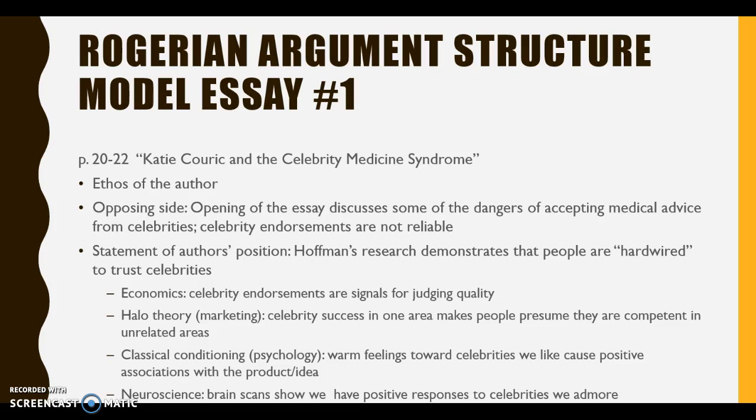And then finally, he talks about neuroscience studies, which basically say that when we see an image of a celebrity, that causes our brains to respond in positive ways, that forms positive associations with the product. So when I see Johnny Depp on the TV screen, my brain fires up with positive responses, which then makes a connection to that product. And when I'm in the store, I might be more likely to buy that product because my brain has those positive associations.